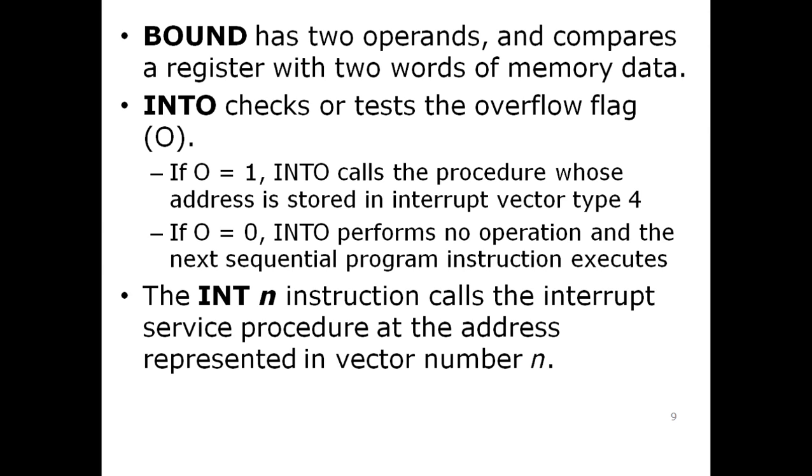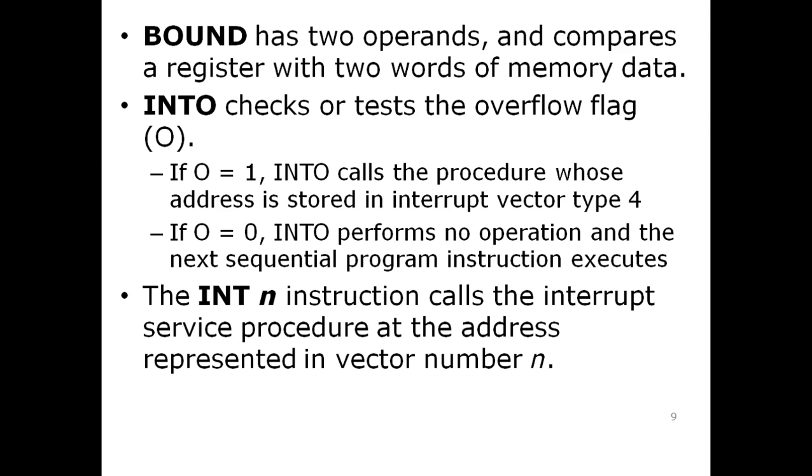So that's why whenever an overflow occurs, INTO would trigger the vector number 4, and the vector number 4 contains the offset and segment address of the interrupt procedure to respond to this interrupt. So if the overflow is 0, INTO performs no operation and the next sequential program instruction executes.